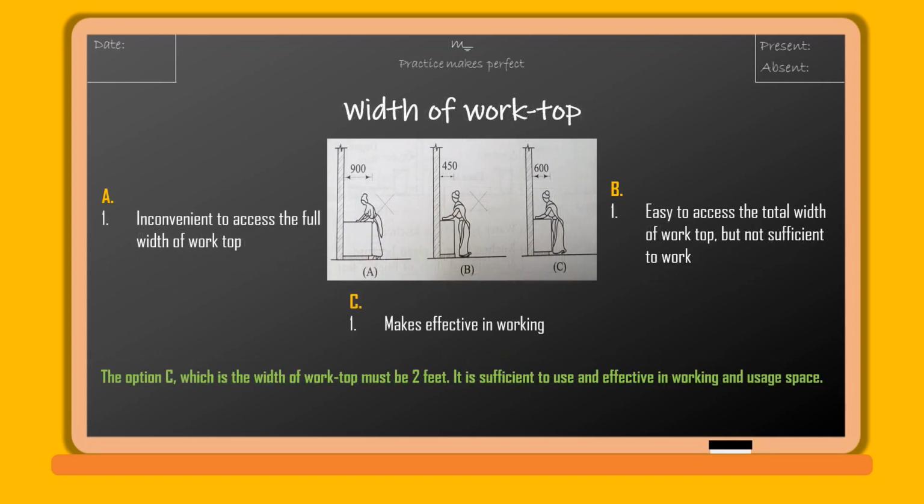The width of the worktop must be 2 feet, because it is most suggested for comfort and easy access to the whole length of the worktop. Kindly don't make the worktop like image A and B for a residential building.